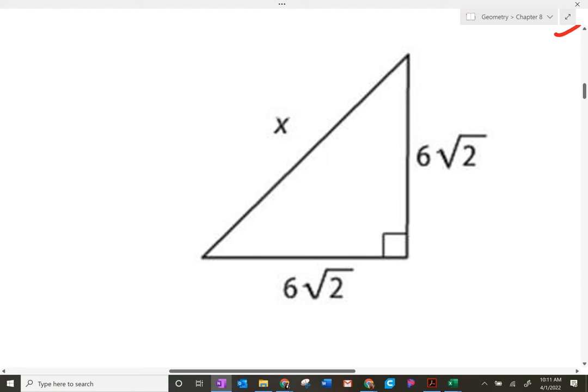Okay, this triangle here, again, it doesn't tell me the angles, but are these two the exact same measure? If they're the exact same measure, that means that this angle and this angle are the exact same measure, which also means that they're 45 degrees. Again, if these two sides are the exact same, it means those opposite angles are going to be 45 degrees each.